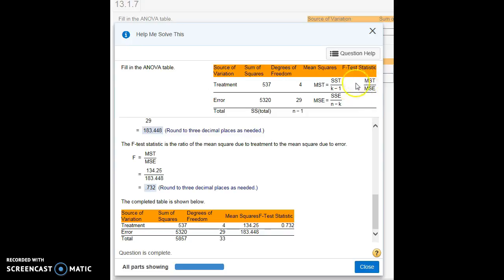If we get a really large answer back, which this is not large, this is less than 1, but if we got a really large answer back, we would assume, okay, probably one of the populations was different than the other. And that's how we use the F-test statistic.